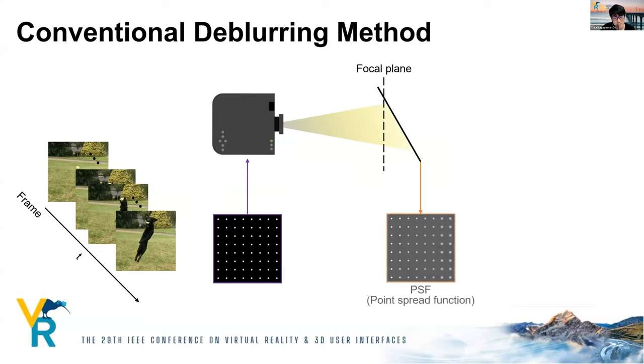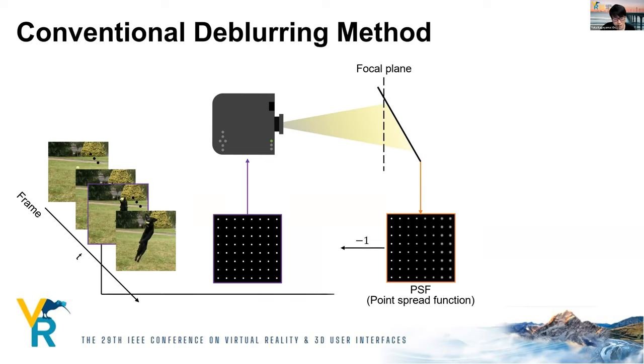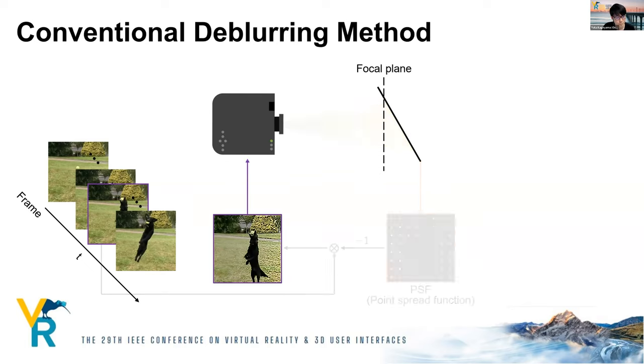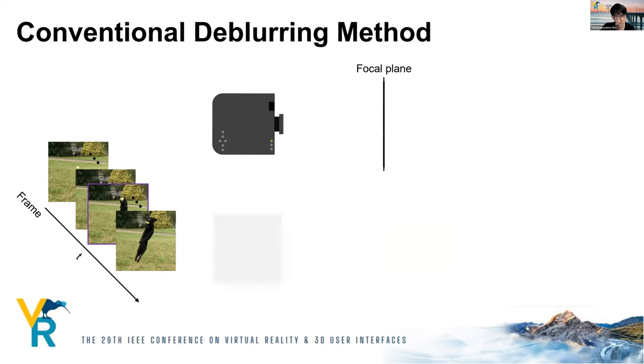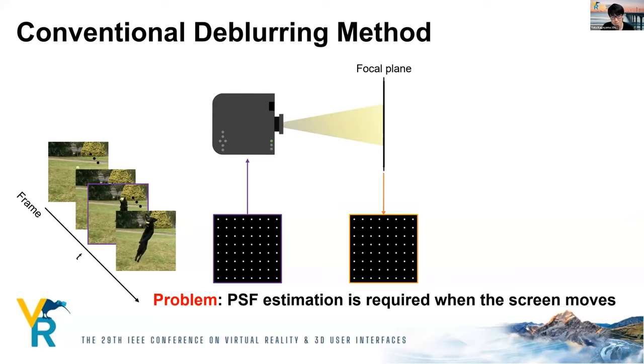Conventional deep learning methods project a special pattern such as a dot pattern for estimating the blur kernel or the point spread function, PSF. Then the inverse of the PSF is convolved with the target image to obtain the edge enhanced compensation image. The compensation image alleviates the defocus blur in the projected result. However, the conventional deep learning methods require the frequent projection of a dot pattern when the screen is moved, which is not preferable in user experience.